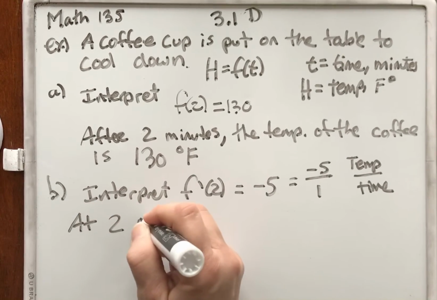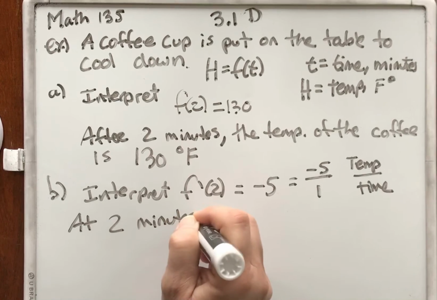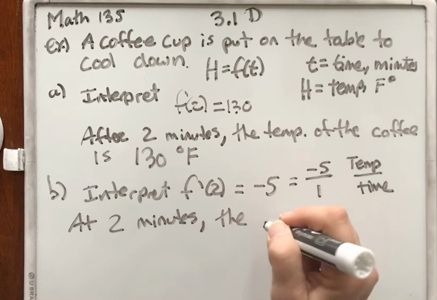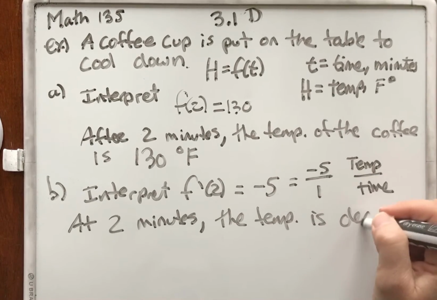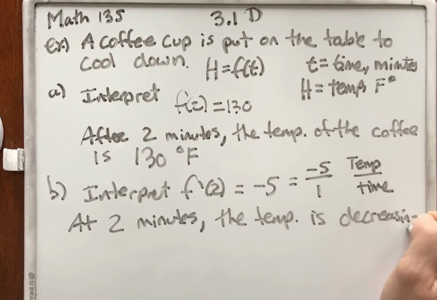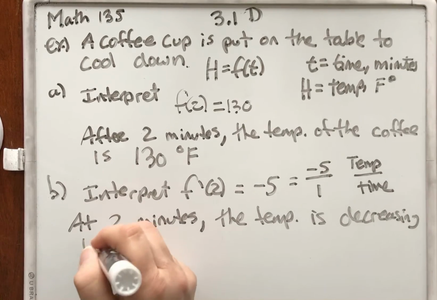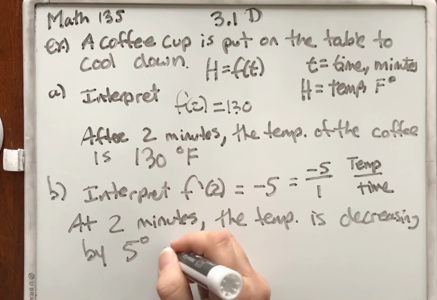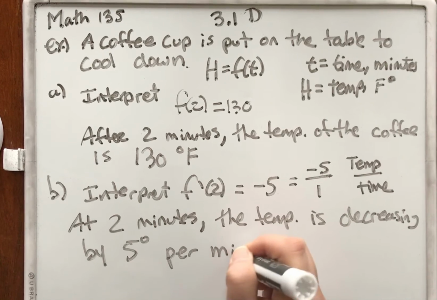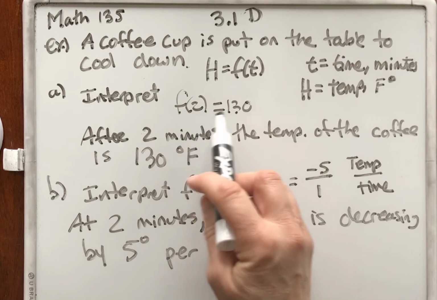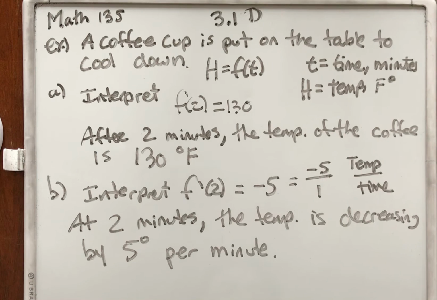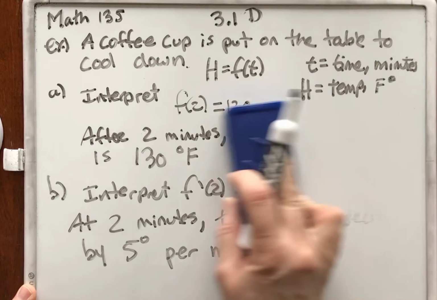So now we're going to put this in words. At 2 minutes, the temperature is decreasing, because of that negative, by 5 degrees per minute. Okay, so now we're going to utilize this. We know F of 2 is 130. I'm going to keep that there.